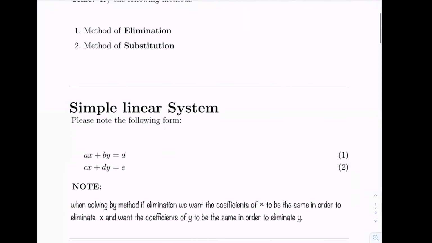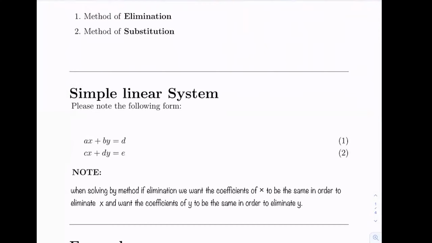So we move right along to talk about the simple linear system. When we talk about the simple linear system, we're basically talking about equations of this form, whereby we have ax plus by equals d, and this is our first equation. And we have cx plus dy equals e as equation number 2. A is the coefficient of X and B is the coefficient of Y for equation number 1, and C is the coefficient of X and D is the coefficient of Y for equation number 2. These terms here are referred to as our constant terms.